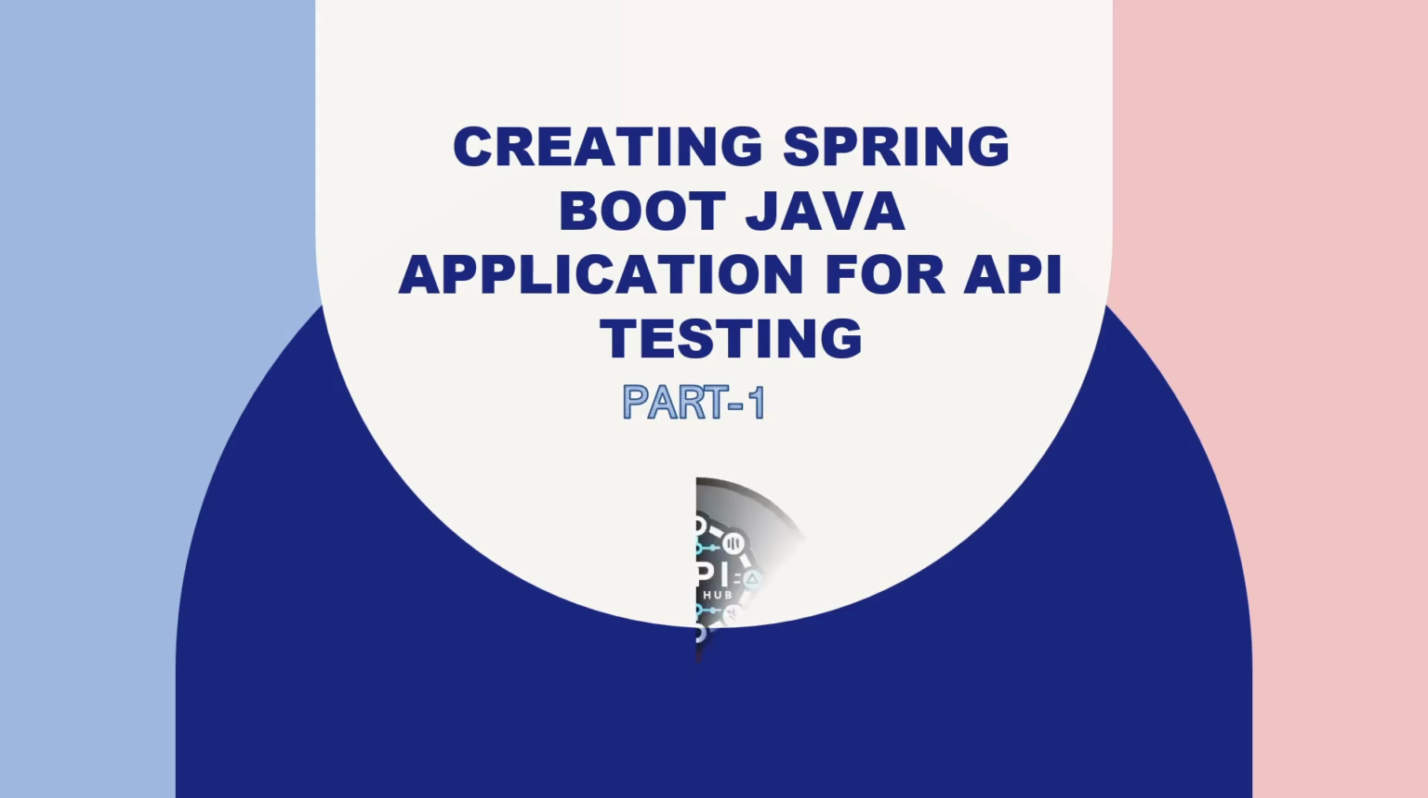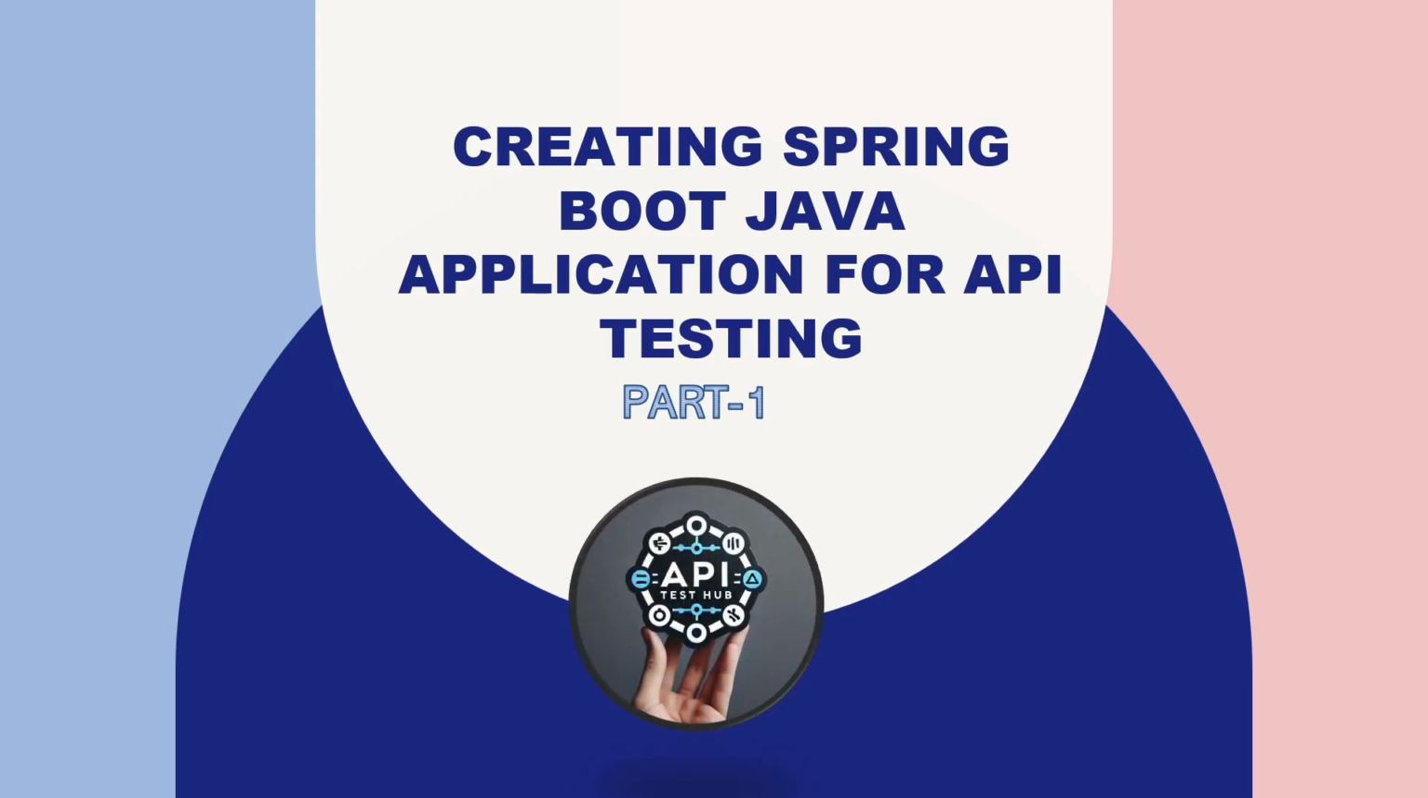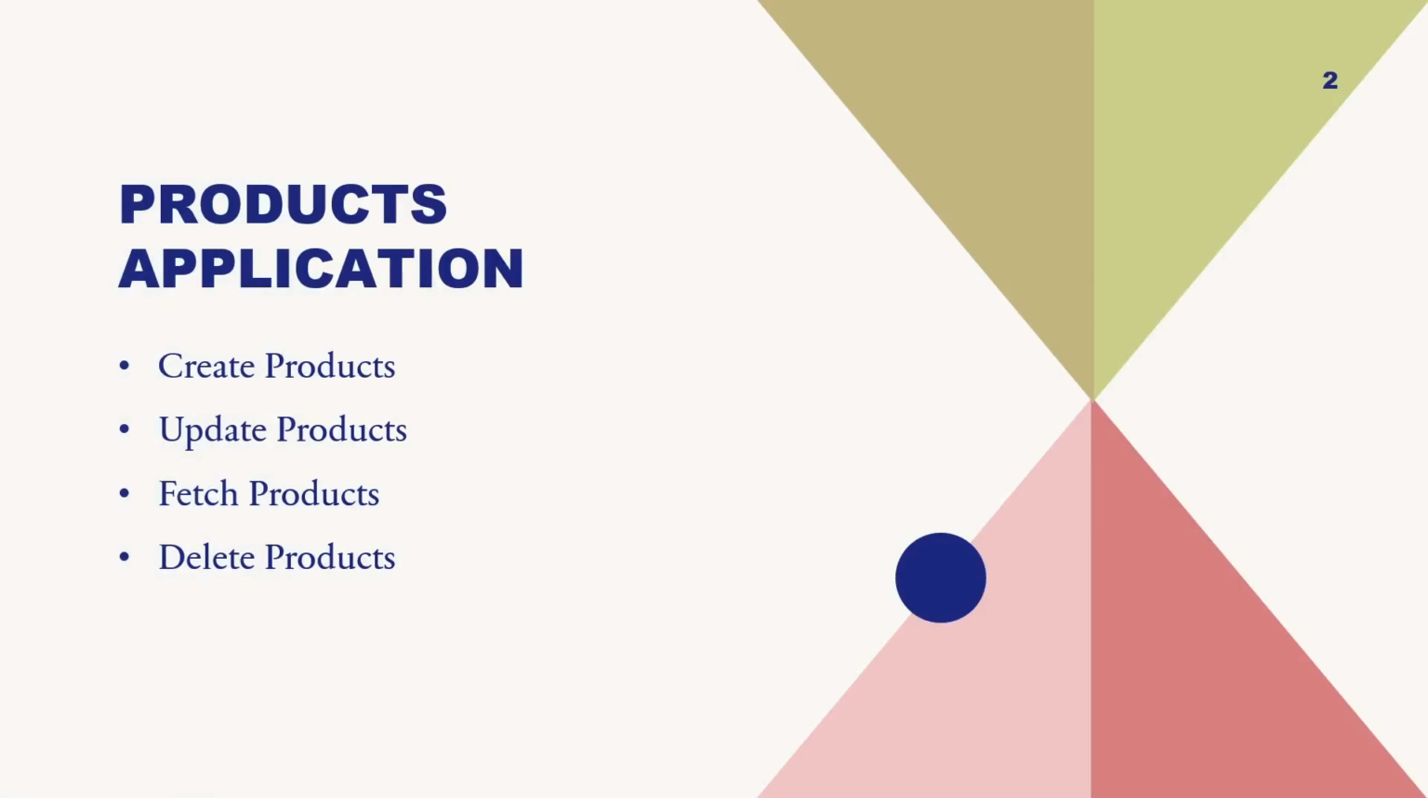Today I'm going to start a new series on creating a Spring Boot Java application for API testing. In order to continue our API testing series, we need to understand that we require a REST application. So in this series, we will be creating a REST application on products. In this REST application, we will be adding the functionality of creating new products, updating those products, fetching the details of the products, and deleting those products. And we will be using this application to understand the concept of API testing in more detail.